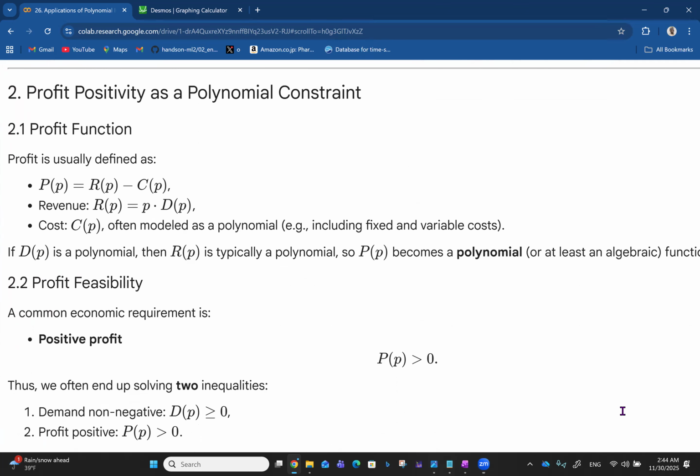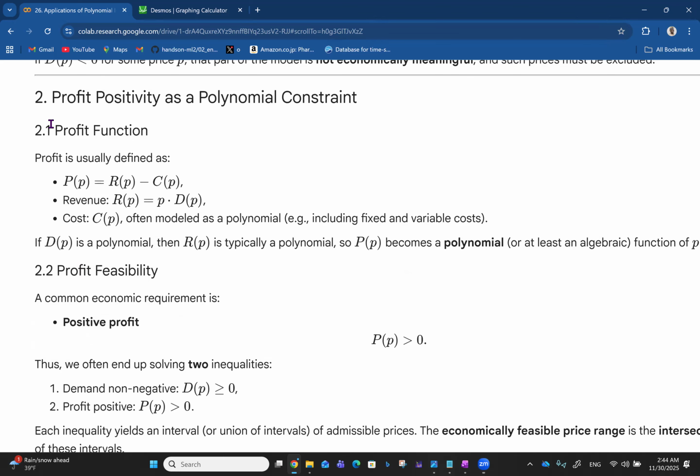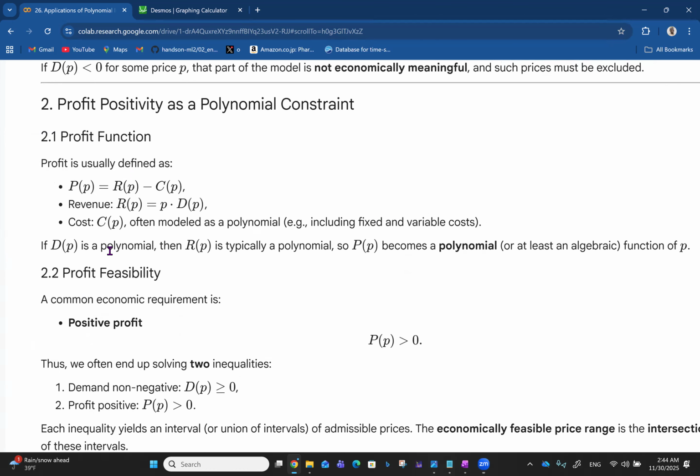So then we have profit positivity as a polynomial constraint. For the profit function, our profit is usually defined as P of P, that's profit as a function of price, which is revenue as a function of price minus cost as a function of price. And revenue as a function of price equals the price times demand, right? Demand as a function of price. The cost of P is often modeled as a polynomial, e.g., including fixed and variable costs. So if D of P is a polynomial, then R of P is typically a polynomial, so P of P becomes a polynomial also, or at least an algebraic function of P.